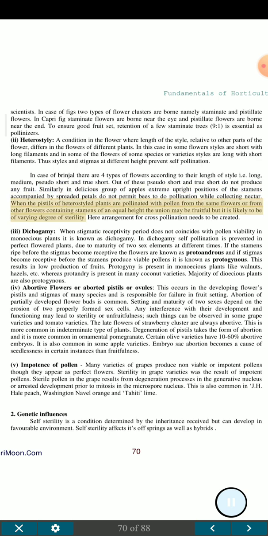When the pistils of heterostyled plants are pollinated with pollen from the same flowers or from other flowers containing stamens of an equal height, the union may be fruitful, but it is likely to be of varying degree of sterility. Here, arrangement for cross-pollination needs to be created.